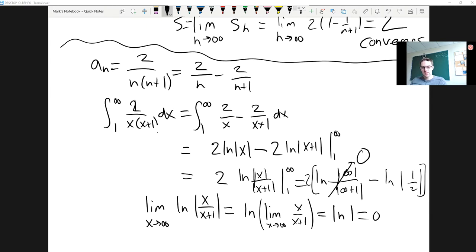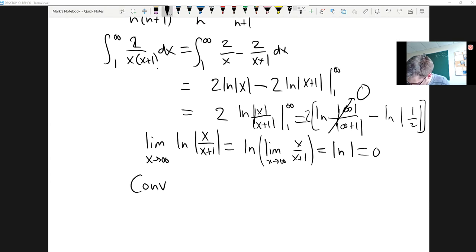And if that is the case, what does that tell us? Well, if the integral is finite, then the sum must be finite as well. So this one converges by the integral test. Okay, so now we've solved that same problem two ways. We showed that it converged by recognizing that it was telescoping, and we showed that it converged by using the integral test and comparing to a convergent improper integral.